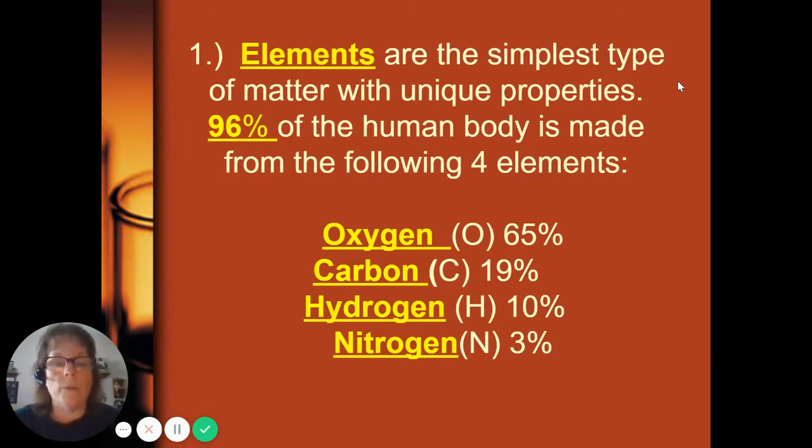And when you're looking at the human body, 96% of our body is made from the following four elements there. Oxygen being the one that is 65%. Carbon, you would think carbon would be the most, but it's not. Carbon is the second most abundant at 19%, hydrogen 10%, nitrogen 3%. And of course, there's a bunch of other ones that fall into that last little fraction of a percent that we will talk about later in this unit.